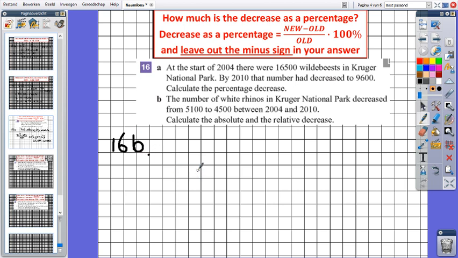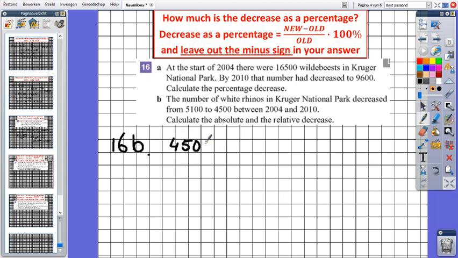The number of white rhinos in Kruger National Park decreased from 5,100 to 4,500 between 2004 and 2010. And again, they're going to ask you to calculate the absolute and the relative decrease, right? Because there are less white rhinos in this case. So the decrease you can calculate the same way. Well, you can do it in multiple ways. Again, if you're going to do new minus old, you can do that. I think that is more correct.